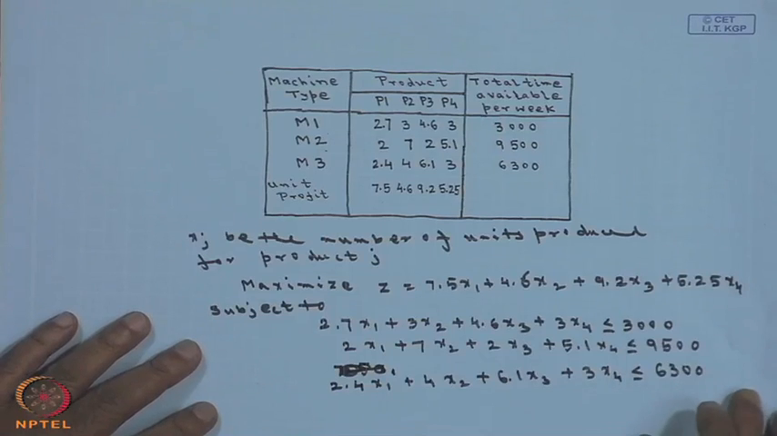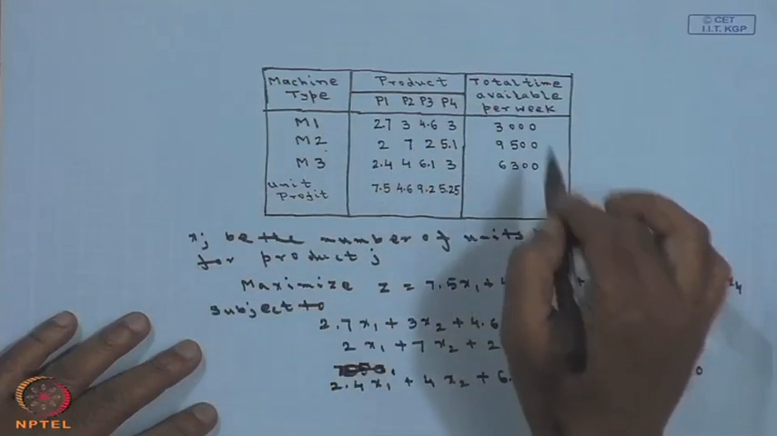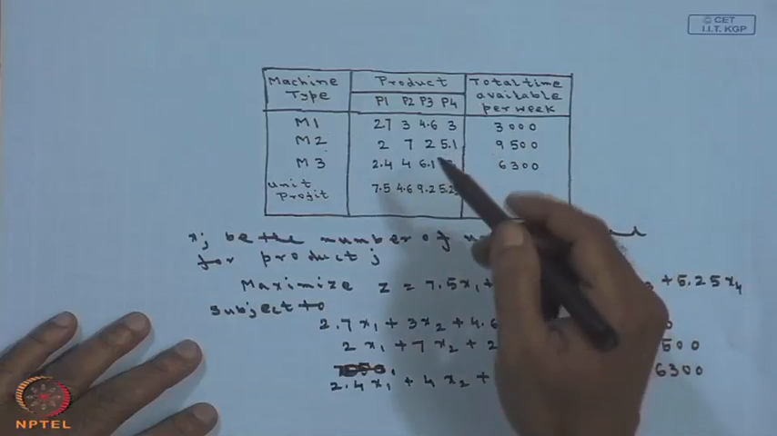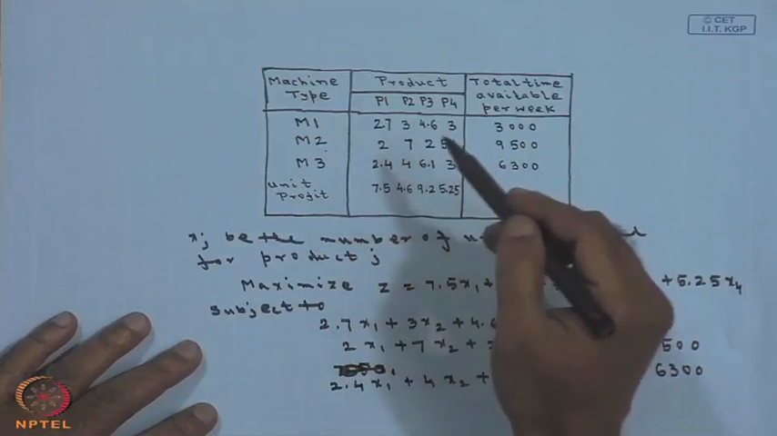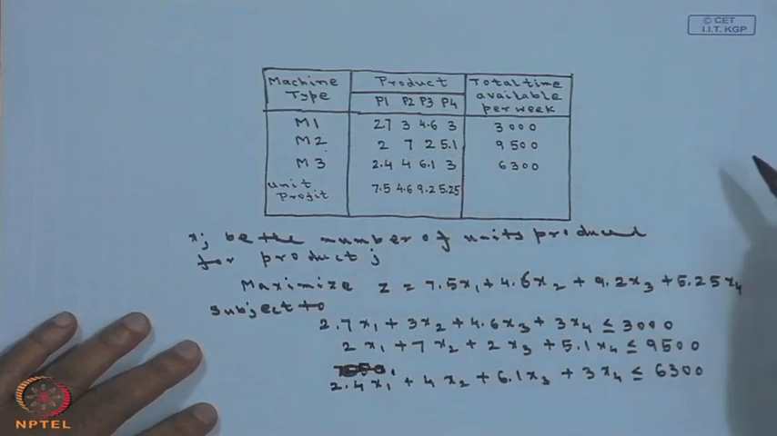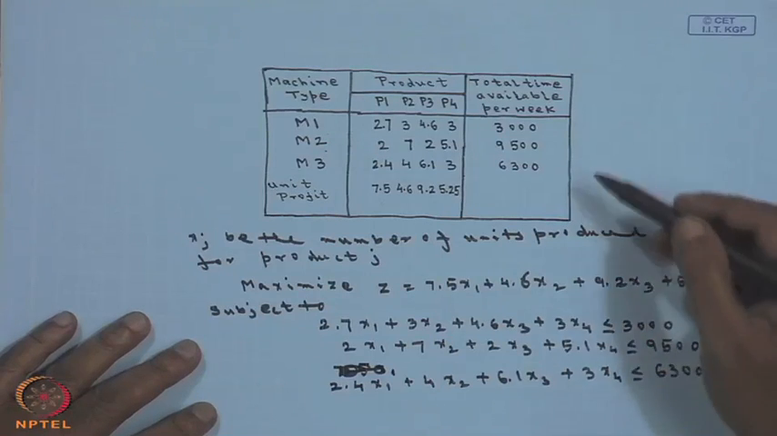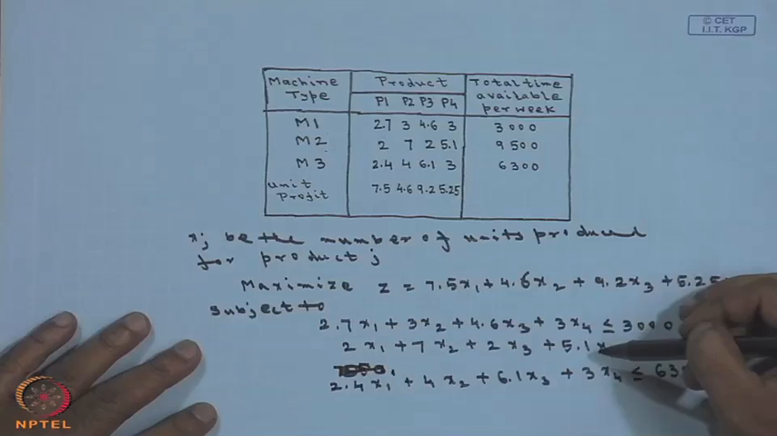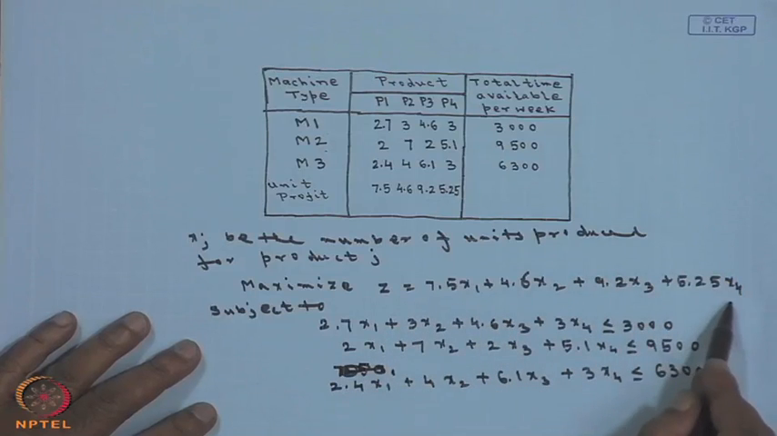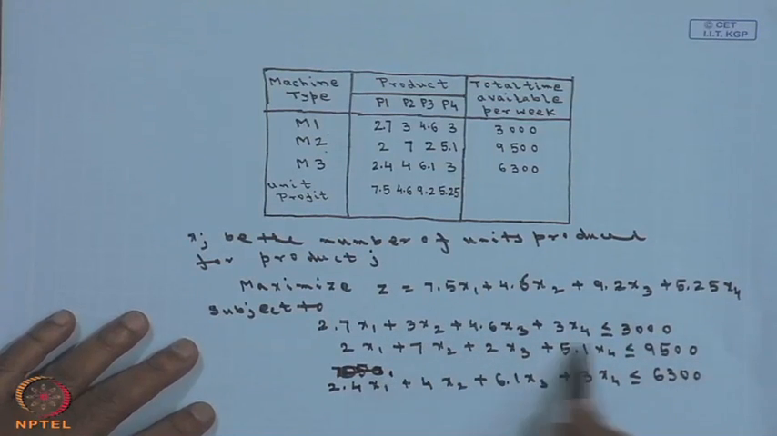So, if you see, our basic aim is to find out how much quantity of each product should I produce per week, so that my profit will be maximum. For that, I am formulating the model like this way. My profit function is this, subject to these constraints. Once I write this, the job of the optimization technique is how to find the solution of this type of model.